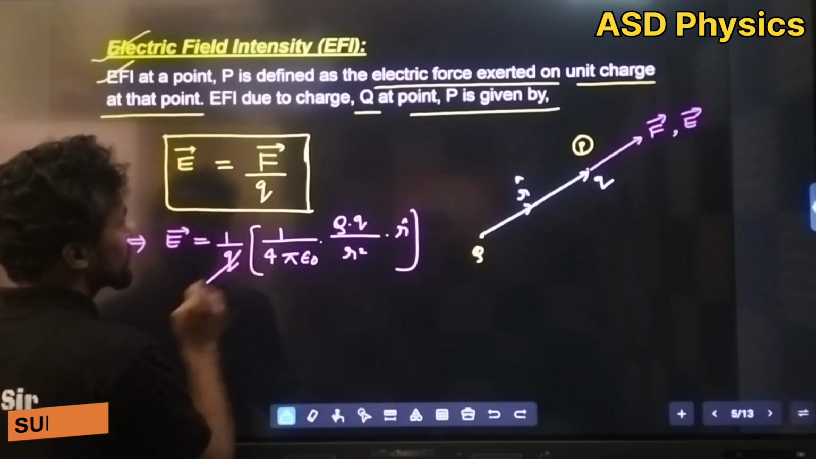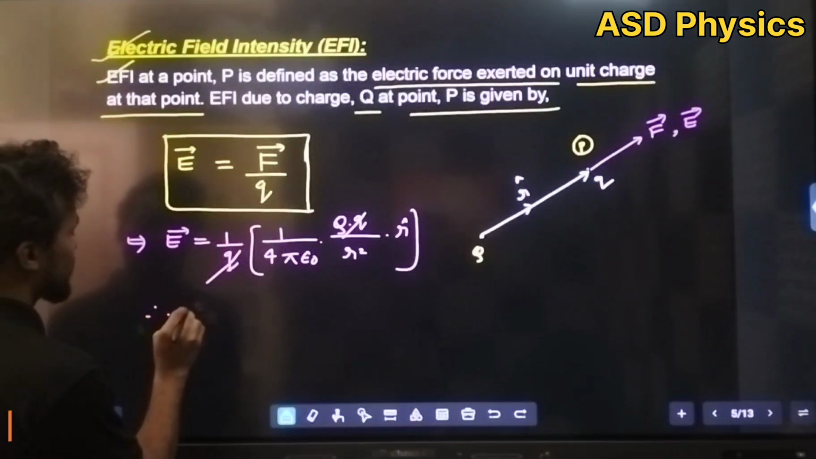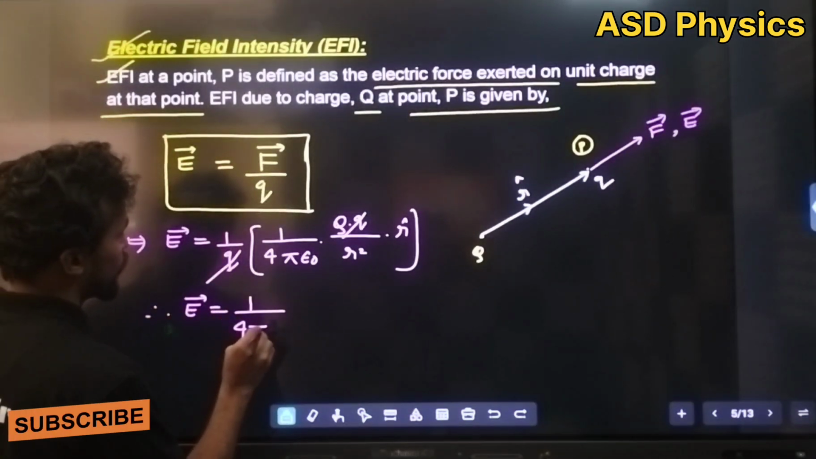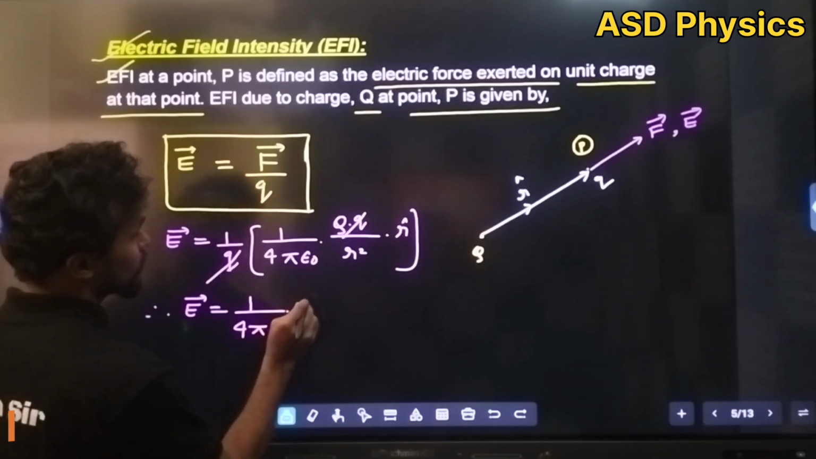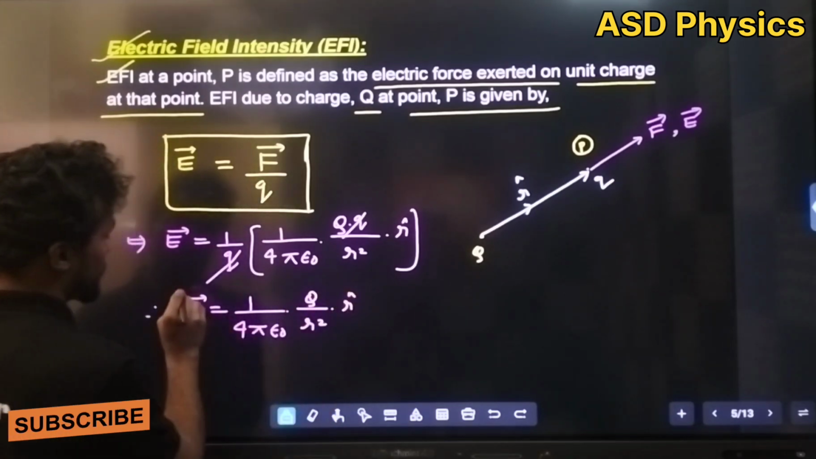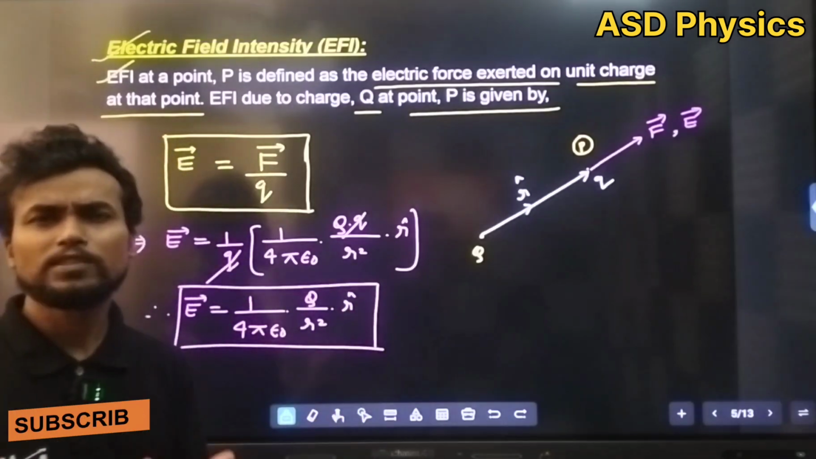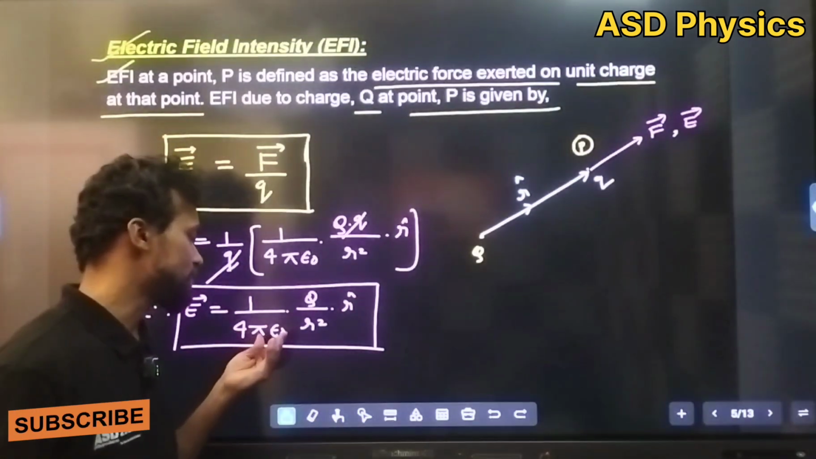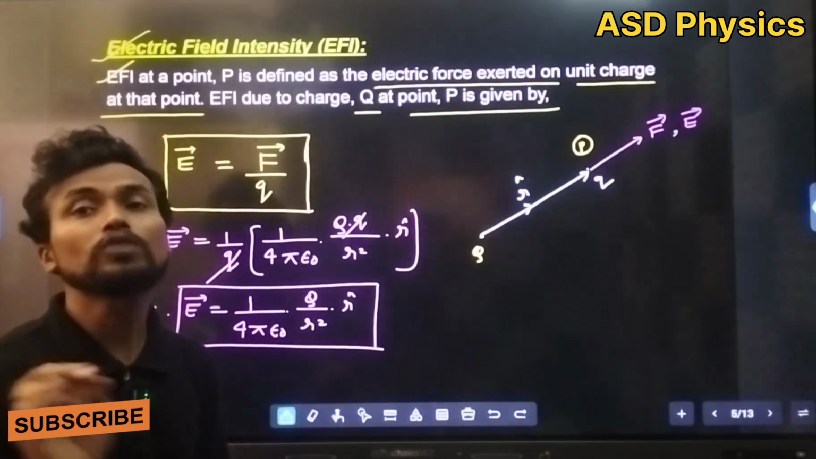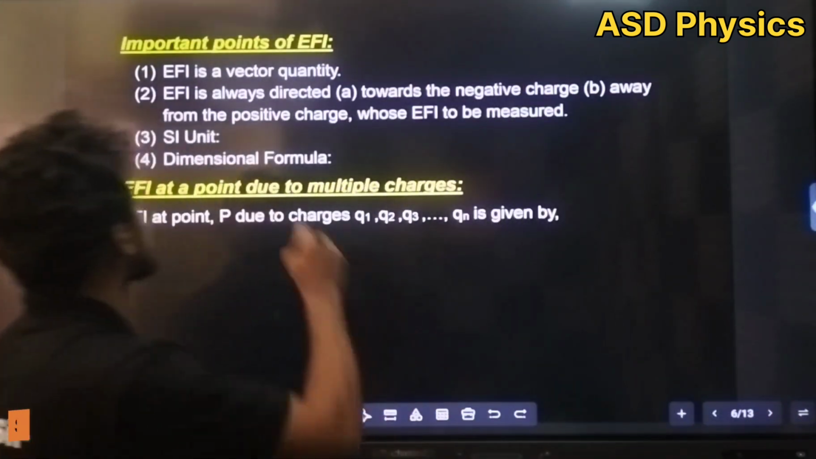So what will happen? This small q and this small q will cancel out. That means the electric field at point P is given by 1 by 4 pi epsilon naught into Q by r square into r cap. This is the electric field in a vacuum. If a medium is there, then in place of epsilon naught we have to write epsilon, and its value is epsilon naught into epsilon r. Good students.